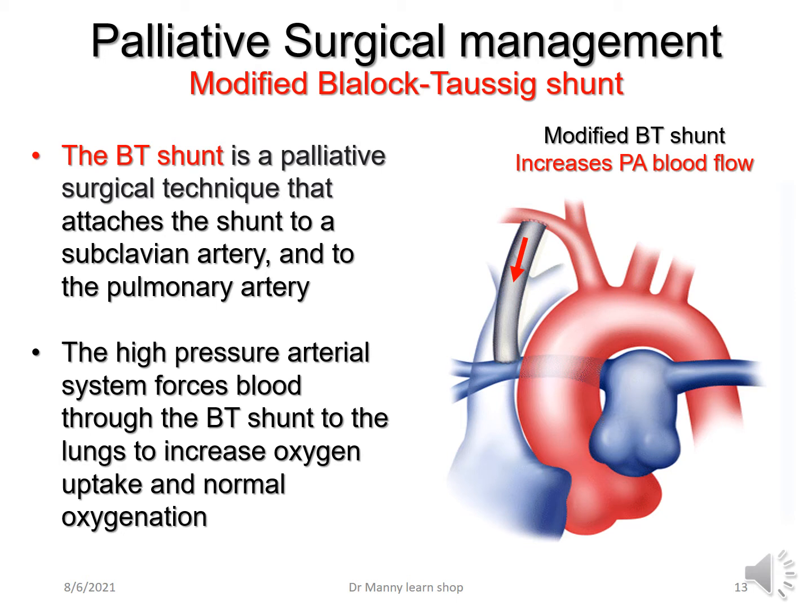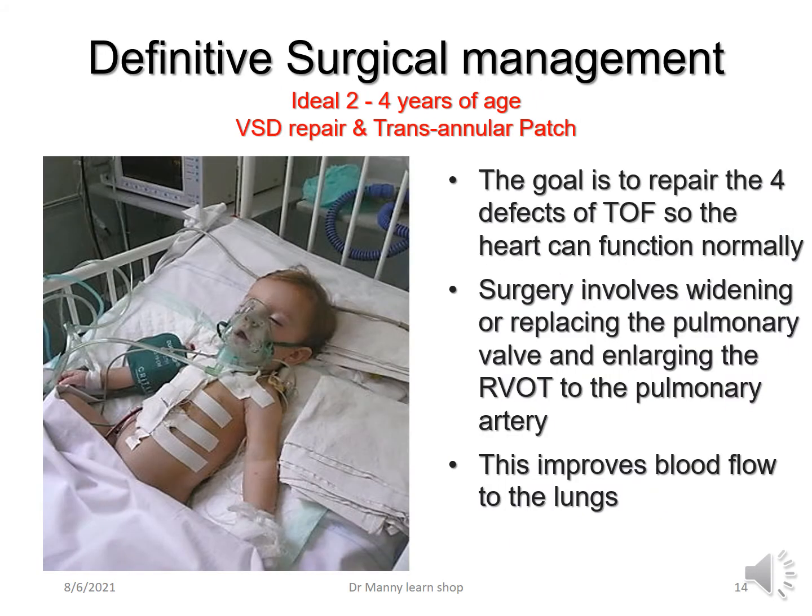Blood flow from the left or right subclavian artery, depending on where it's positioned, to a pulmonary artery, right or left, increases blood flow to the lungs. The definitive surgical treatment, however, most ideal between 2 and 4 years of age before significant changes occur within the heart and the circulatory system.